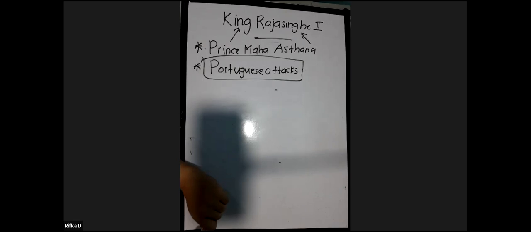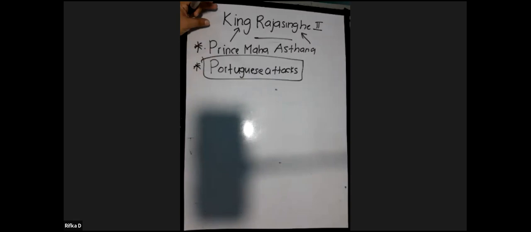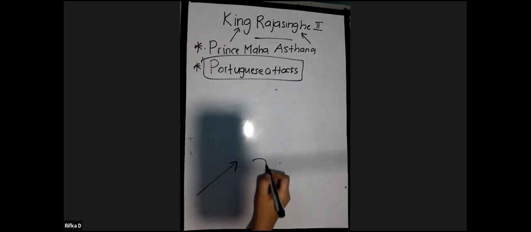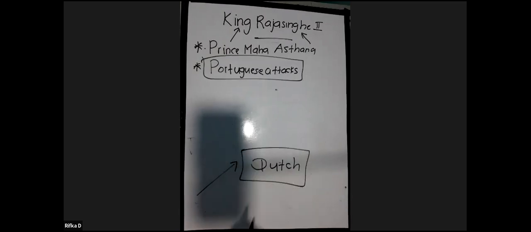So he decided, in order to come out of this problem, because at the time the king was so disappointed with the activities of the Portuguese, he somehow wanted to chase the Portuguese out of the island. So at this moment, the Dutch are entering our story, right? Who is entering our story? The Dutch.